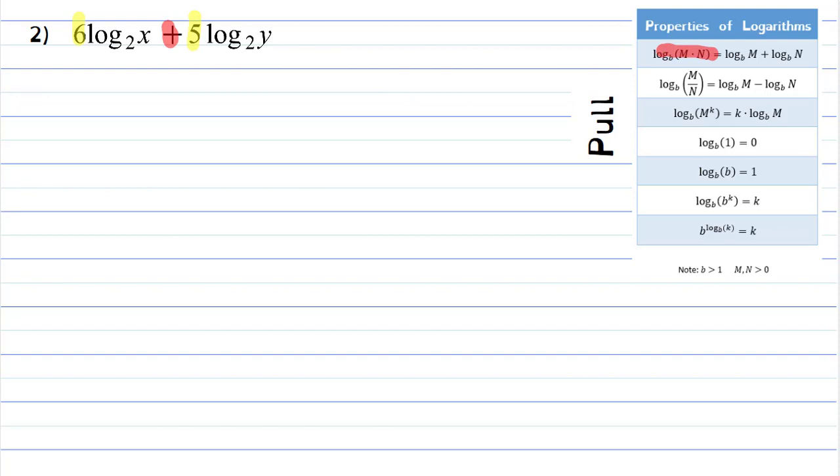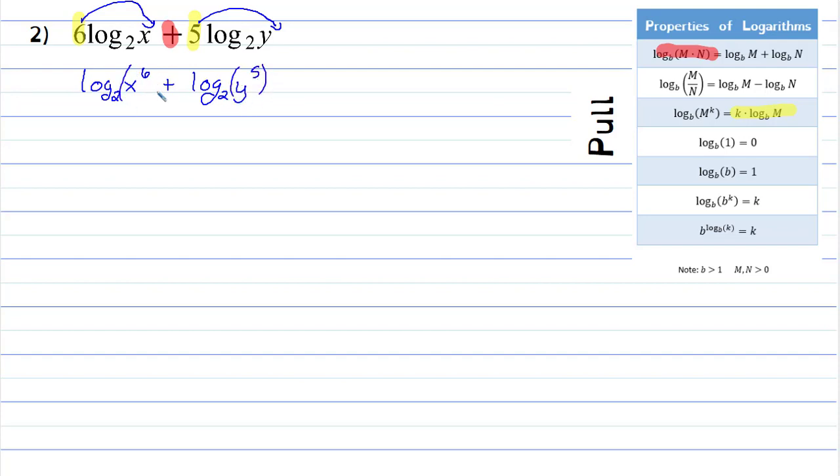And for the coefficients, that is the one that tells me that's going to become the exponent. So I always take care of the coefficients first. So I'm going to take that 6 and I'll move it to the exponent. Same thing with the 5. I'm moving it to the exponent. So log base 2 of x to the 6th power plus log base 2 of y to the 5th.